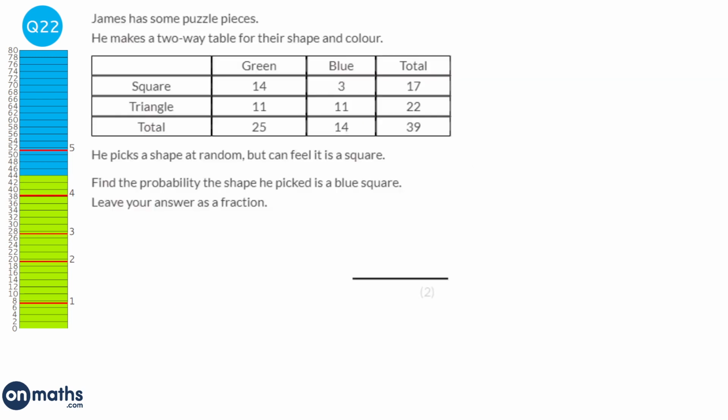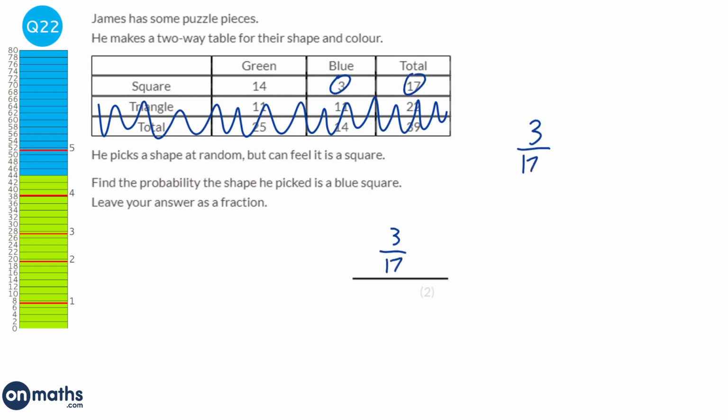So we know that James knows that he has a square, so we can actually get rid of all of this bit. It's not relevant at all to the question. And the question asks, what is the probability that the square is blue? Well, there are 3 blue squares, so it will be 3 over, and how many are there in total? Well, it says the total is 17. So the answer is 3 over 17.